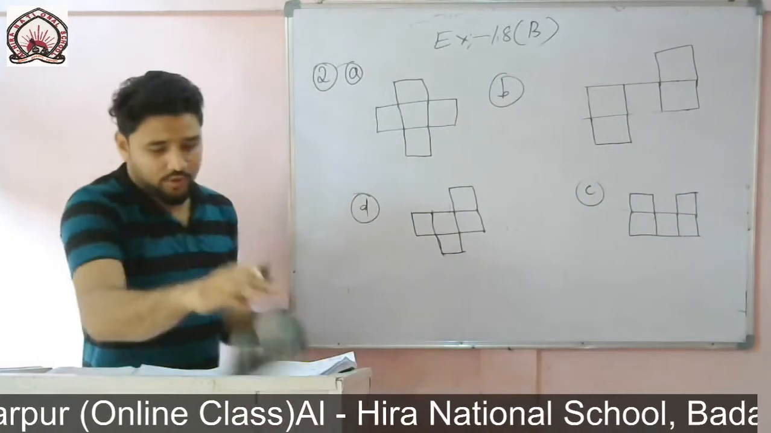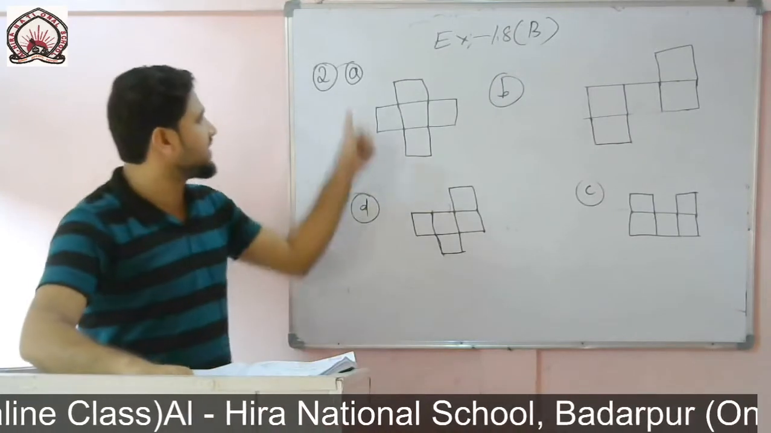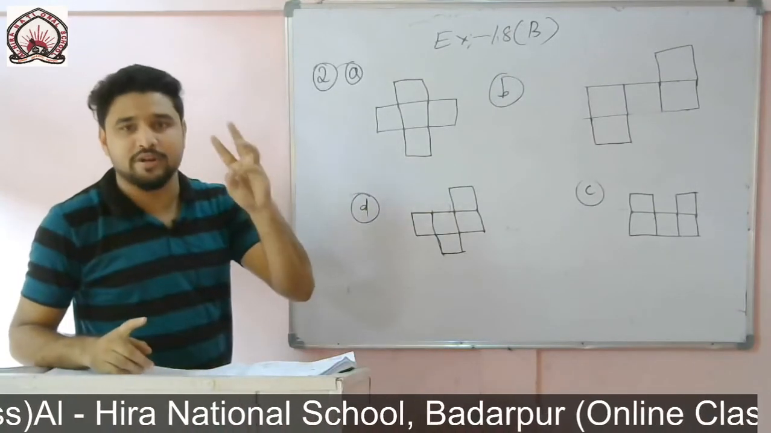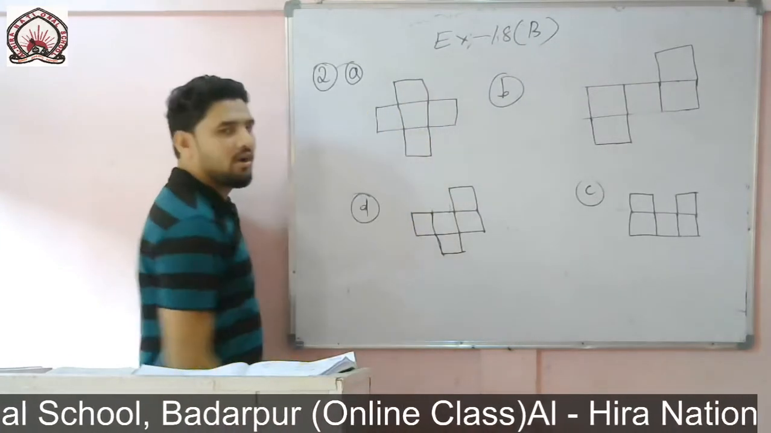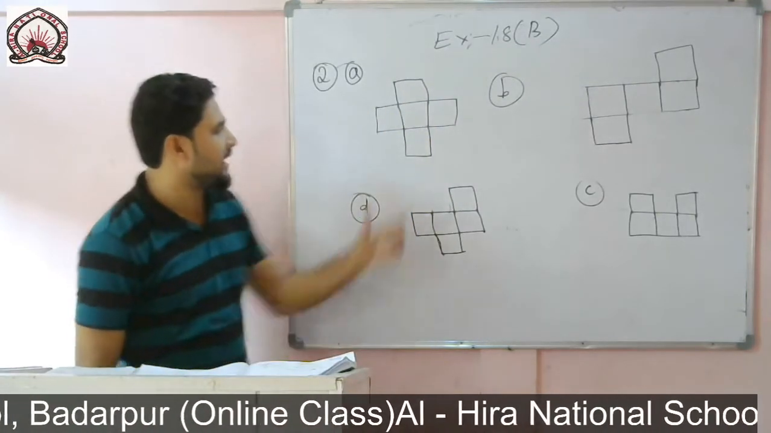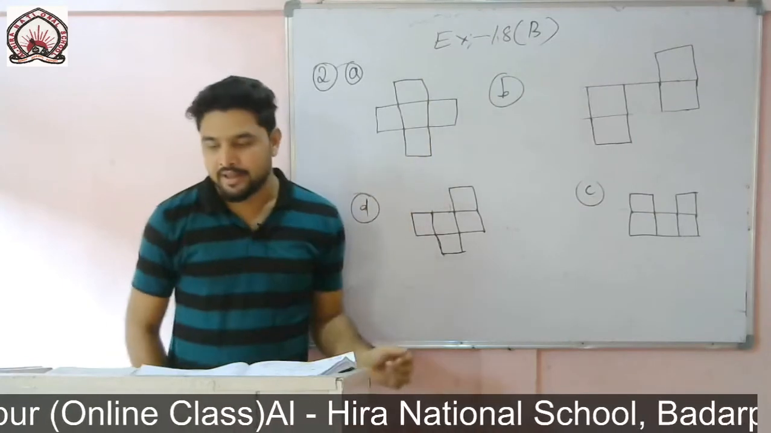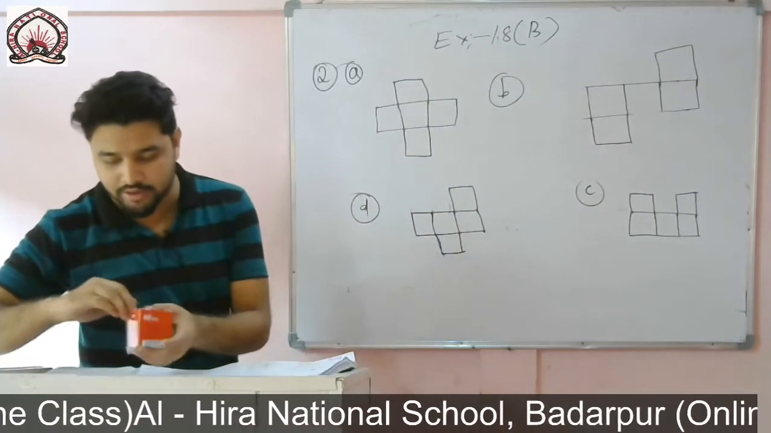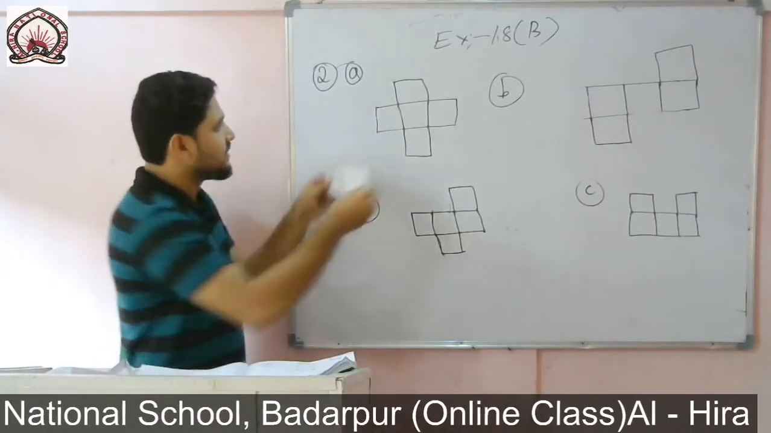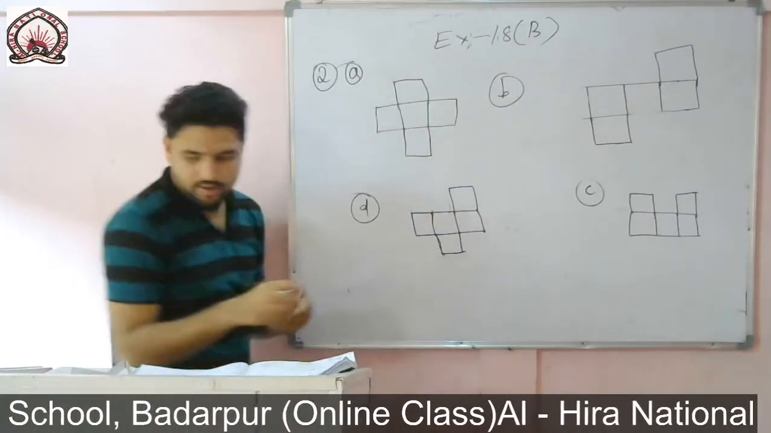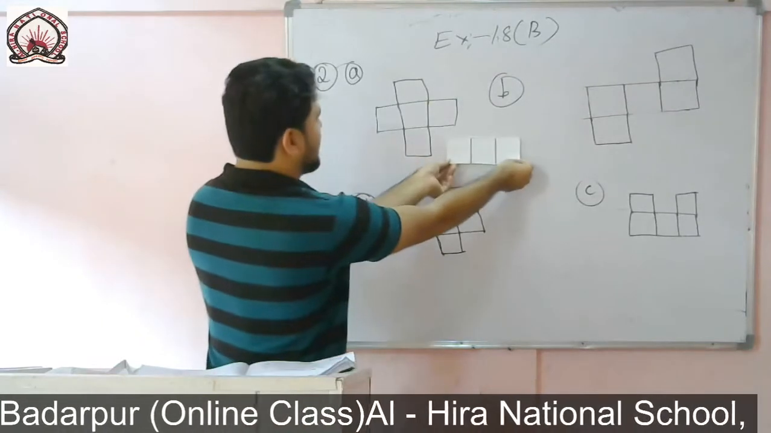Now let us check for question number 2. You see, for this case, for open box we need what? 5 faces. 1, 2, 3, 4, 5. 5 faces. Okay. Now let us check whether this will make an open box or not. Okay. So let us check. Suppose 3 sides.